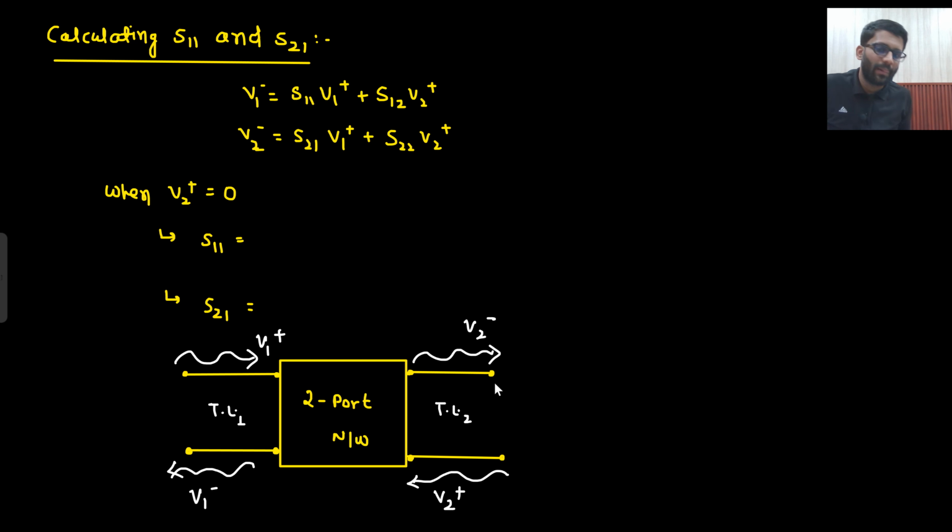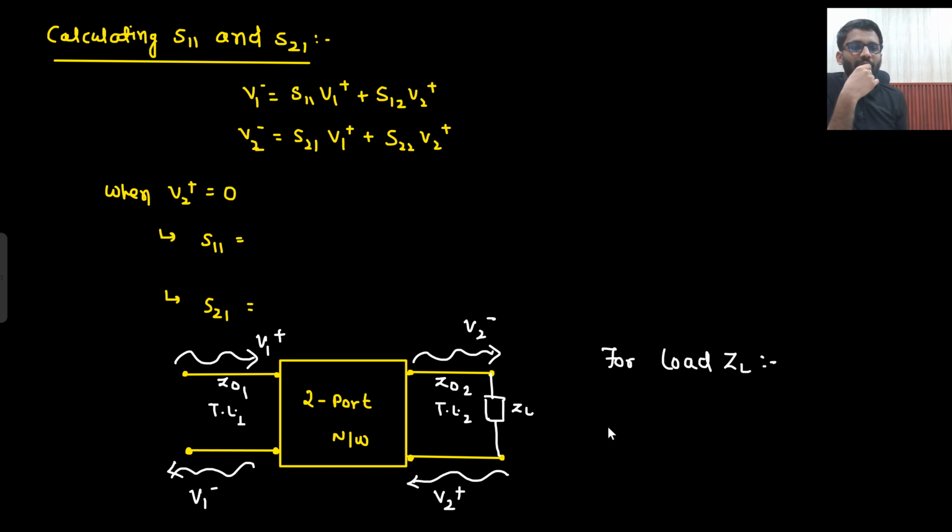Now what do I do? I will connect a load here. I need to keep V2 plus equal to 0, so for that I am connecting a load. This load is ZL, okay, and this is my transmission line which has an intrinsic impedance of Z0, and this is also having an intrinsic impedance of Z0, or I can say this is Z02 and this is Z01. Now for this load ZL, which is your incident wave and which is your reflected wave? You tell me.